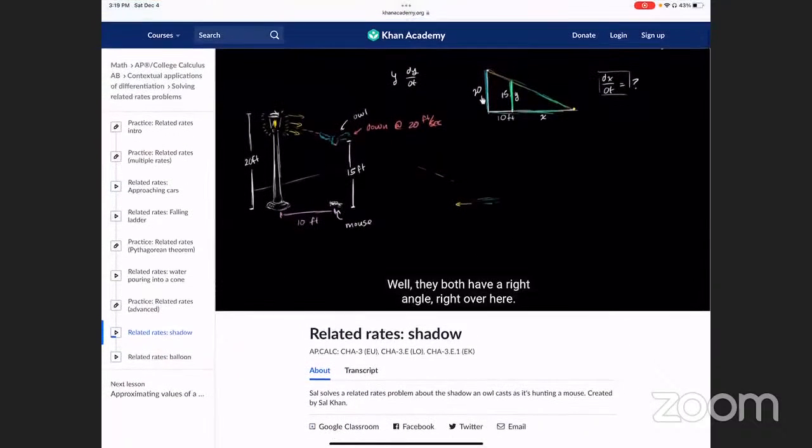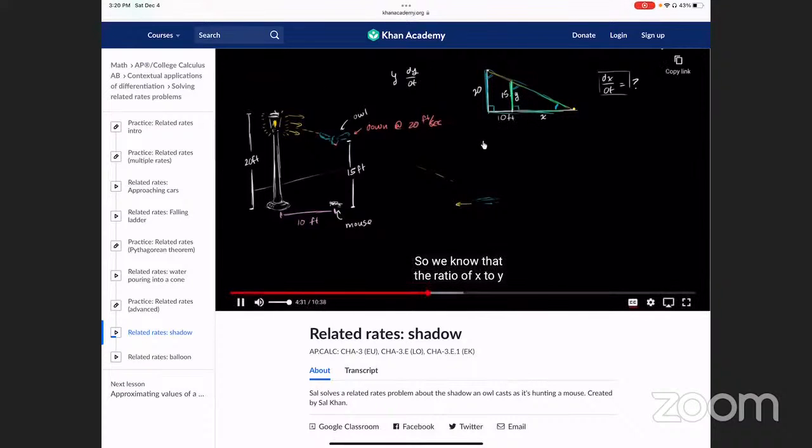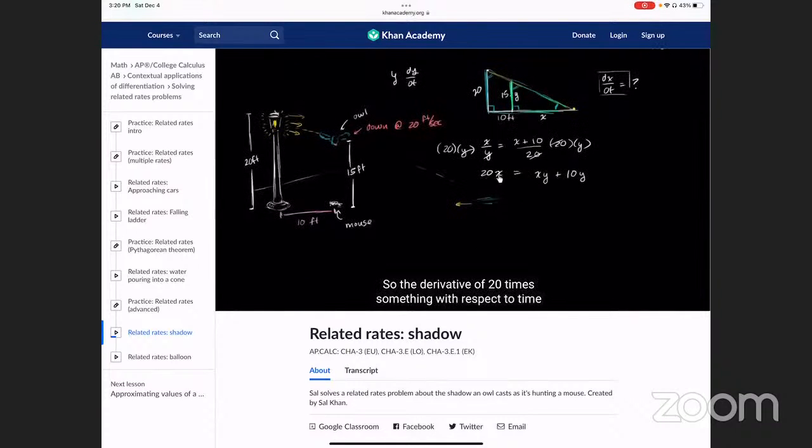How do I know that? Well, they both have a right angle right over here. They both share this angle. So if they have two angles in common, then all three angles must be in common. So they are similar triangles, which means the ratio between corresponding sides must be the same. So we know that the ratio of x to y, the ratio to time. So the derivative of 20 times something with respect to time is going to be the derivative of 20 times something with respect to the something, which is just 20. That's the derivative of 20x with respect to x times dx, the derivative of x with respect to t, is equal to, now over here, we're going to have to break out a little bit of the product rule.